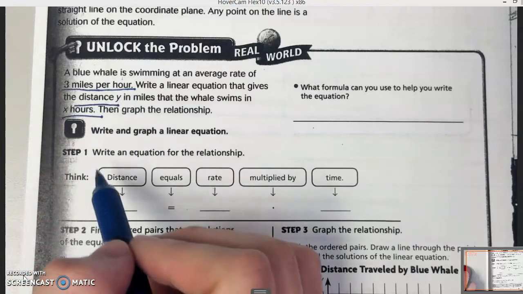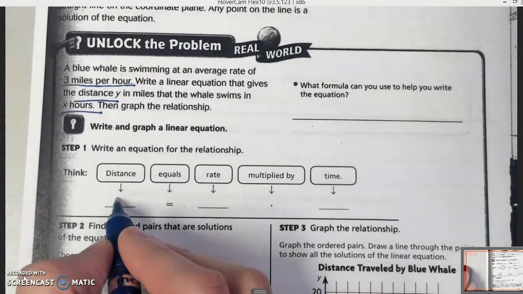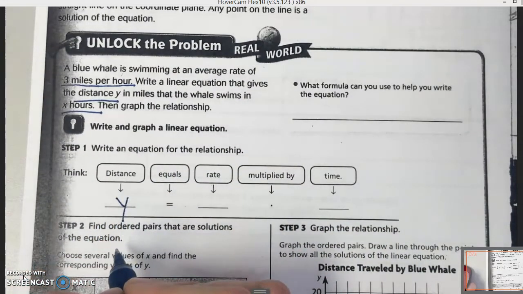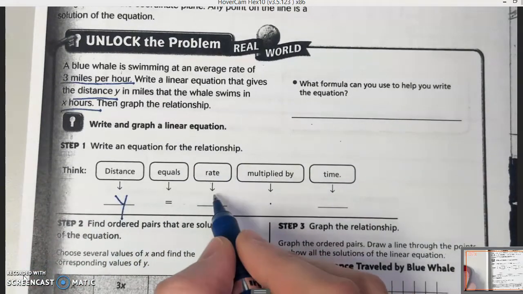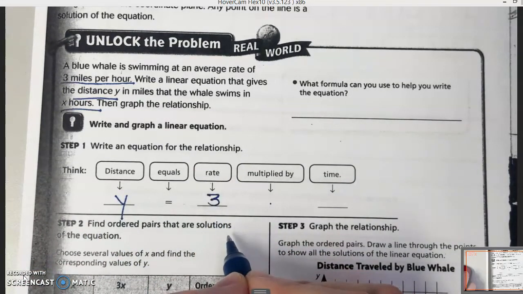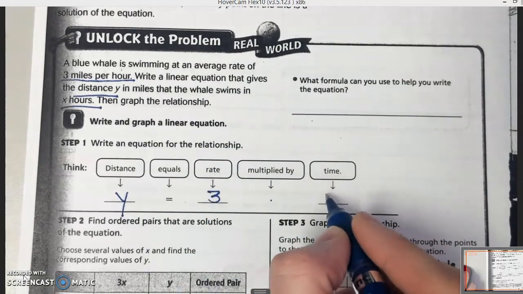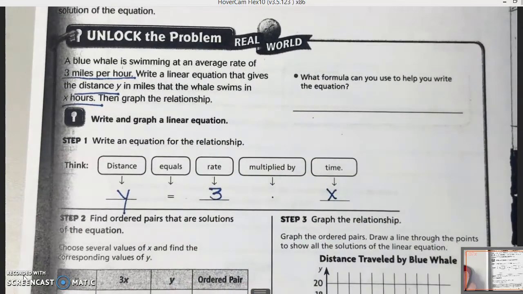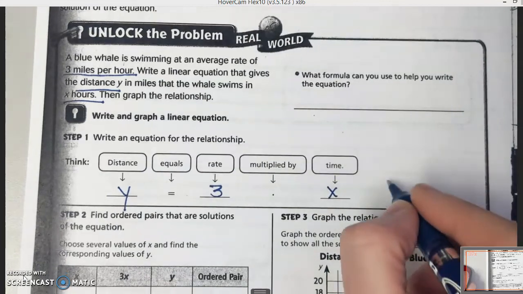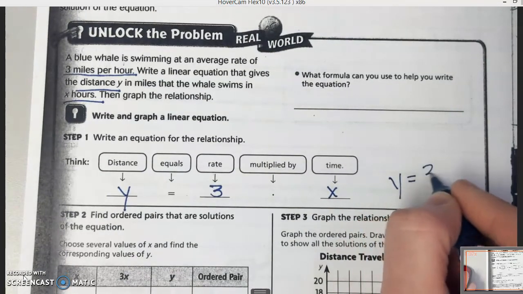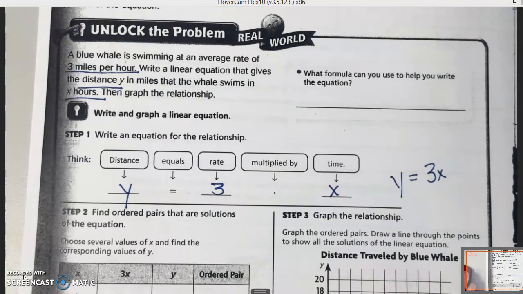So that means we're going to be saying, first off, distance is y. The rate is 3. And we're multiplying that by the number of hours, which will be our x. So a shorthand way of writing this would just be to say y equals 3x. So this is our linear equation. Okay?